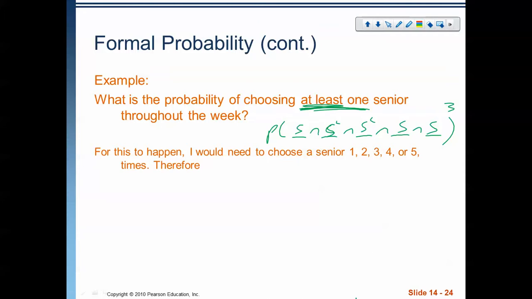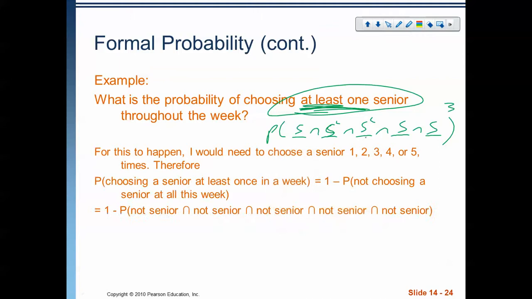So trying to count up the number of ways to choose at least one of these would take a really long time. However, we can use knowledge of the complement because there's only one result which doesn't have at least one senior. What's the one result that doesn't have at least one senior? Well, the only way that we can have no seniors.